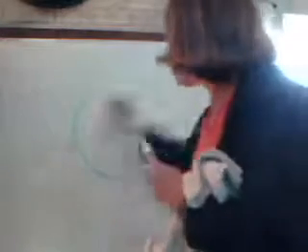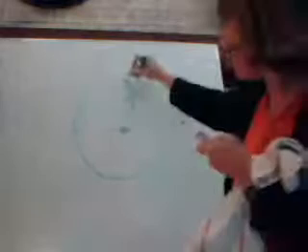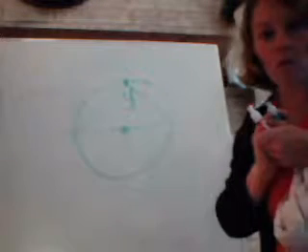Last one of these. What is the measure of angle Y? What's the measure of angle Y? Well, its intercepted arc is a semicircle, so angle Y is 90 degrees. Okay, that's so far so good.